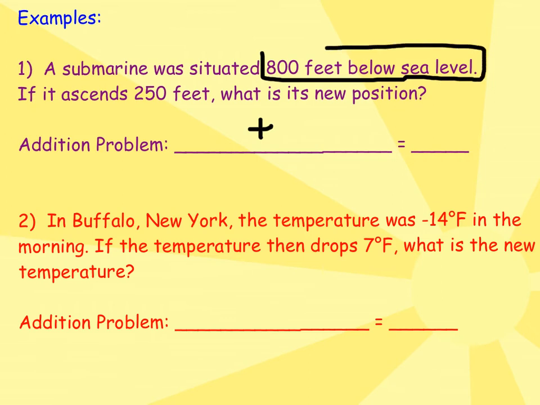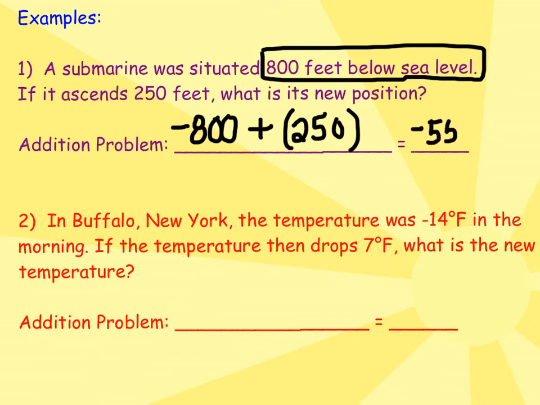It was 800 feet below sea level. That would mean it was starting at -800 feet. Now, if it ascends 250 feet, that means that it's going to be going up, and so that would be a positive 250. What is its new position? Go ahead and pause the video, take -800 plus 250, and then play the video to check your answer. Okay, you should have gotten -550 feet. Always make sure you label your answers.